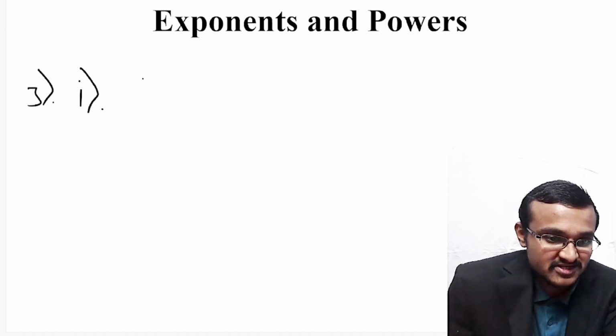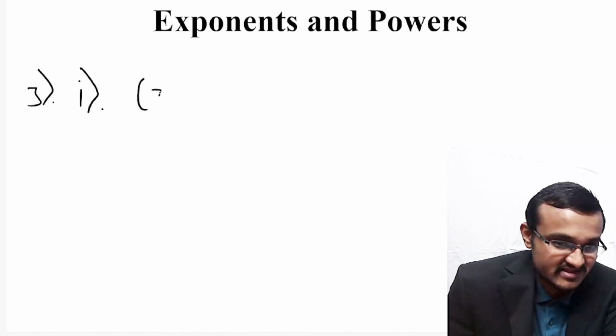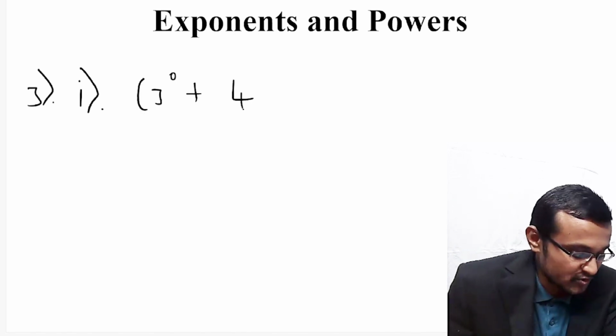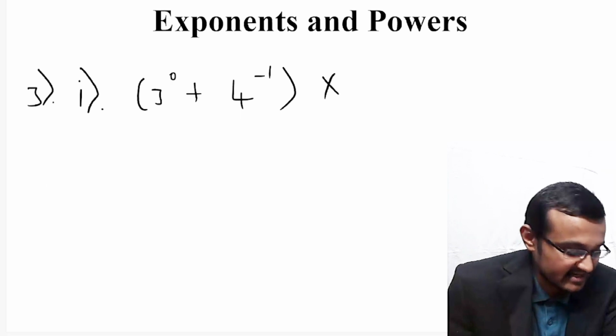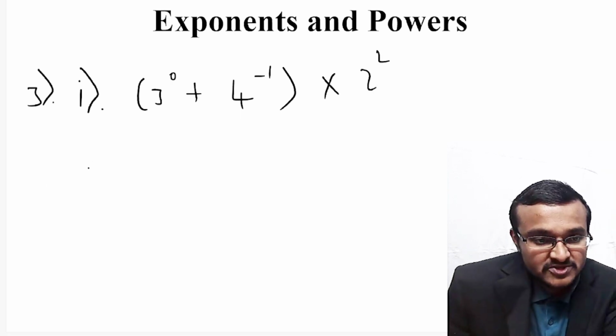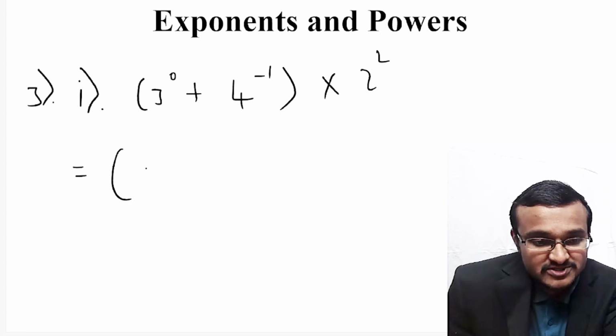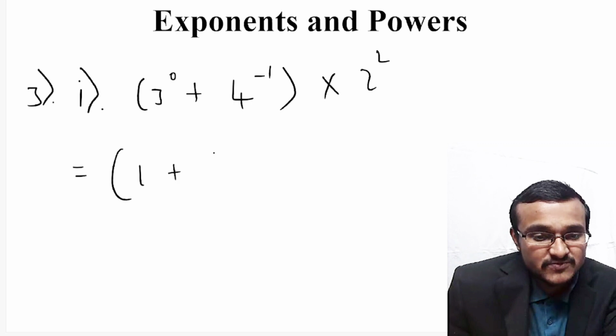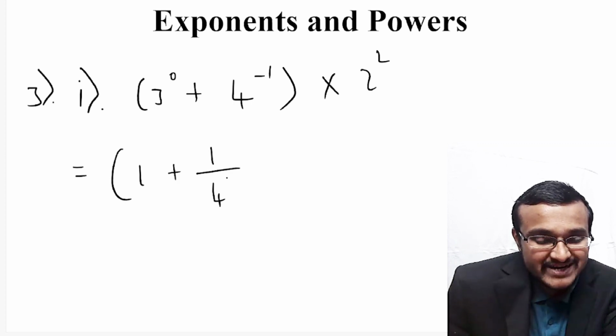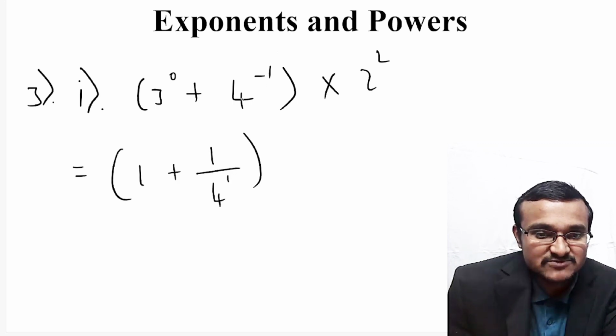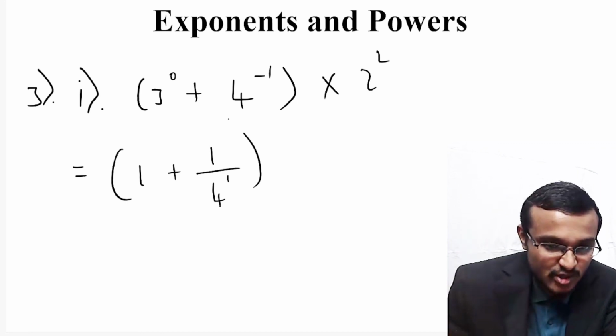So coming to the first question in this third question, they have given 3 power 0 plus 4 power minus 1 in the bracket. Outside the bracket it is into 2 square. Now you can solve this equation. 3 power 0 is 1, because anything power 0 is 1. Plus, what is 4 power minus 1? 4 power minus 1 is 1 divided by 4 power plus 1. This minus 1 will become plus 1 when it comes to the denominator.